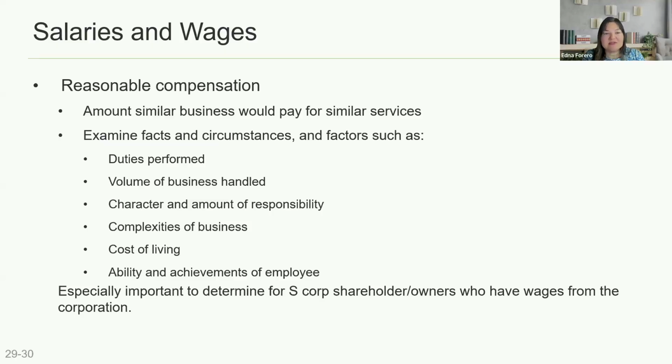So examine the circumstances, look at factors such as the duties that are performed, what's the volume of business that they handle, what's the character and amount of responsibility. We may have someone that helps manage our staff. So that office manager typically will have a salary that's higher than one employee. You may have some business complexities that they're handling. Might be some cost of living adjustments. And you want to look at the ability and achievements of each employee.